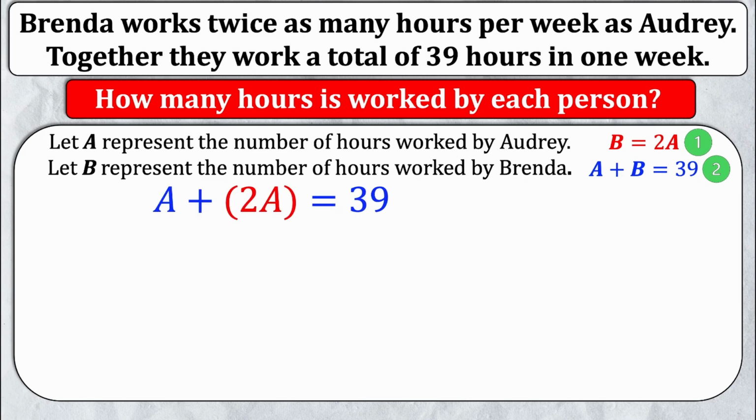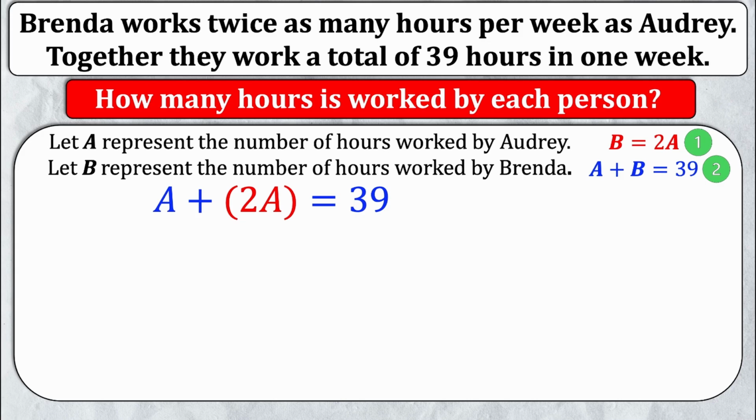So here I have A plus 2A equals 39. And you might be saying, well, where did the B go? Well, equation 1 tells me that B is equal to 2A. So for equation 2, instead of writing B, I just write the 2A value from equation 1. And what this lets me do is get rid of all of the B values in the equation.